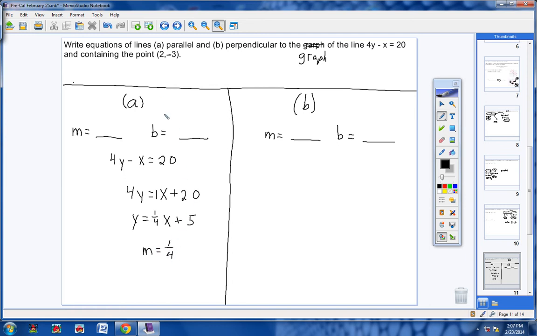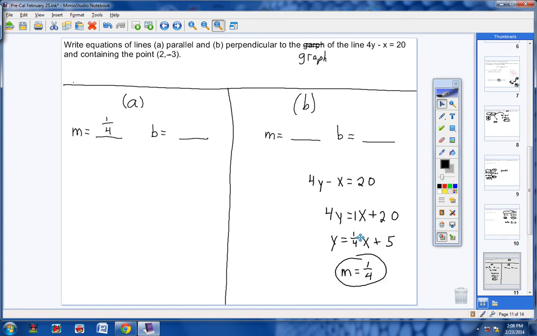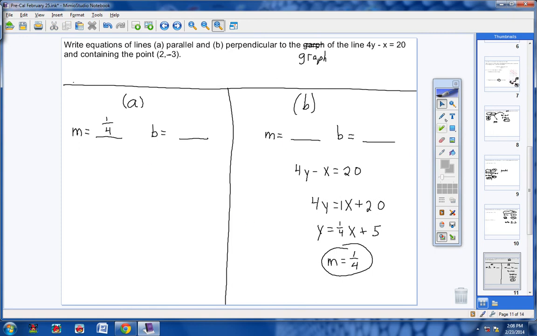And the line I'm trying to find, the linear equation I'm trying to find, is parallel to this line. So if the slope of this line is 1/4, then the slope of the line I'm looking for is also 1/4, because these two lines are supposed to be parallel. Makes sense to me. Now I'm going to pull this over here for a reason. Just trust me. We're going to use this later in a second, okay, over here. But hopefully you saw what I just did. If not, rewind the video and watch again.